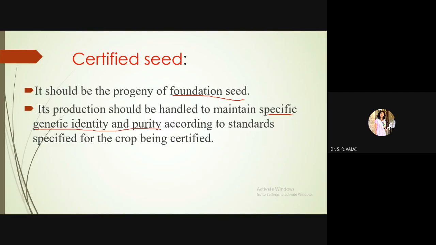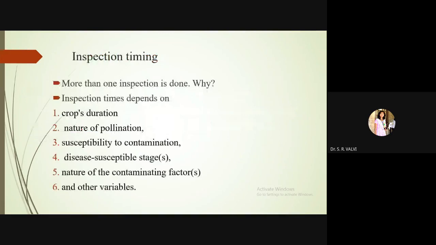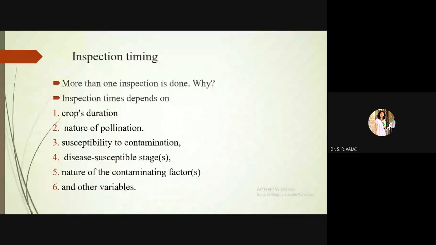Then the next point is, see here, inspection timing. What is the inspection timing, and how many times do you have to inspect the particular seed? Here, see my first point: more than one inspection is done. Why is more than one inspection done? Why not only once? Because suppose you have visited the field only once, what characteristics are you going to write there? Whatever things you are observing at present, those characteristics only you have to note down. You have to inspect only the characteristics which you are observing.